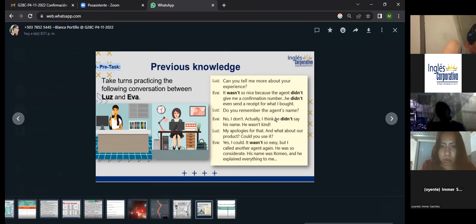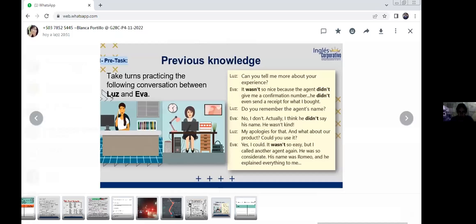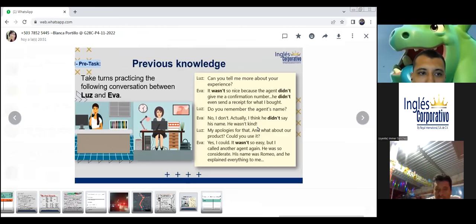El agente no dio su nombre. He didn't say his name. The agent didn't say his name. I think he didn't say his name. Ese agarremos. He didn't say his name. Y agarramos como el positivo. He wasn't kind. Él no fue amable, creo. Ese voy a agarrar como did.